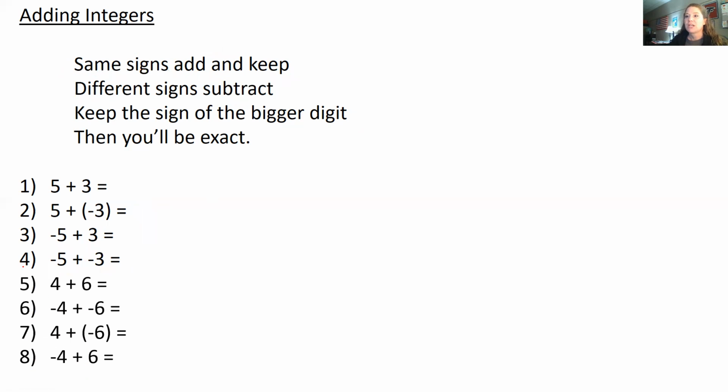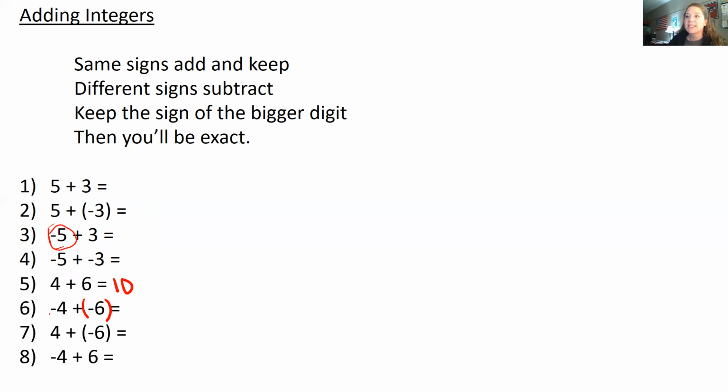All right, so what'd you guys do? How'd you do? All right, let's see the first one. These are same signs, so we add and keep the sign. Number 6, these are the same signs. Did you notice that? Oh, I should have put parentheses. If the second number is negative, it just gets parentheses. That's all. It doesn't really mean anything. It's just always the second number. If the first number is negative, it doesn't usually give it parentheses.